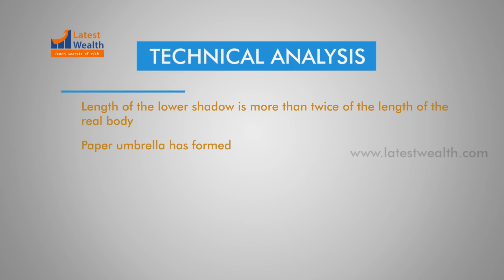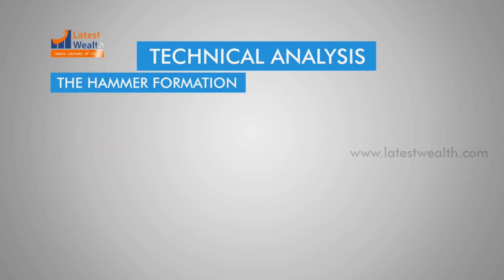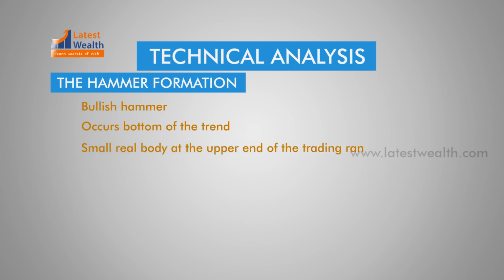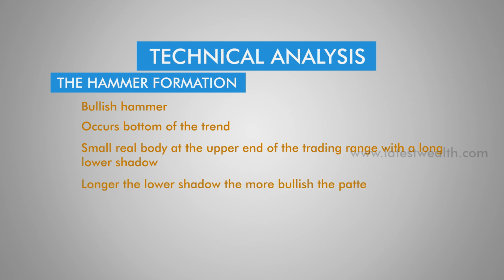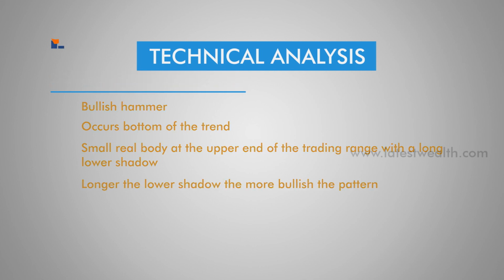Now let us go into one more topic called hammer formation. The bullish hammer is a significant candlestick pattern that occurs at the bottom of a trend. The hammer consists of a small real body at the upper end of the trading range with a long lower shadow. It looks like a hammer. The longer the lower shadow, the more bullish the pattern.